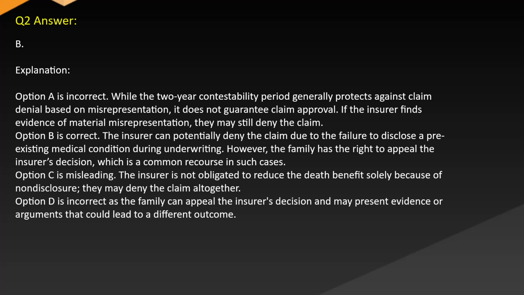Option C is misleading. The insurer is not obligated to reduce the death benefit solely because of non-disclosure. They may deny the claim altogether. Option D is incorrect as the family can appeal the insurer's decision and may present evidence or arguments that could lead to a different outcome.